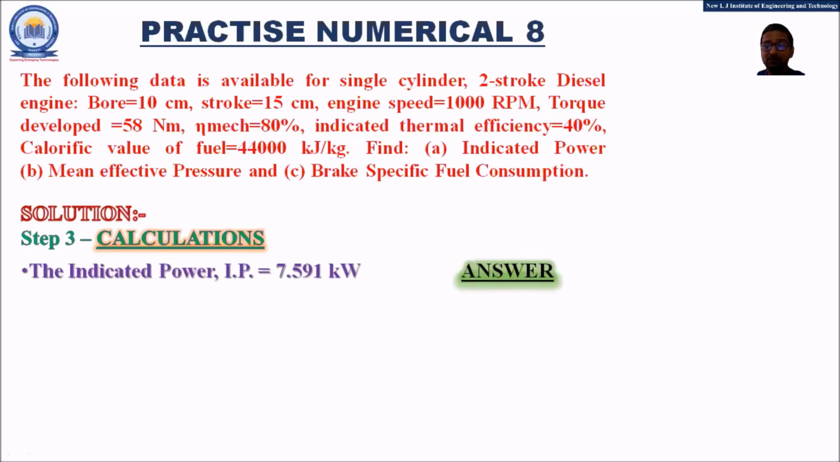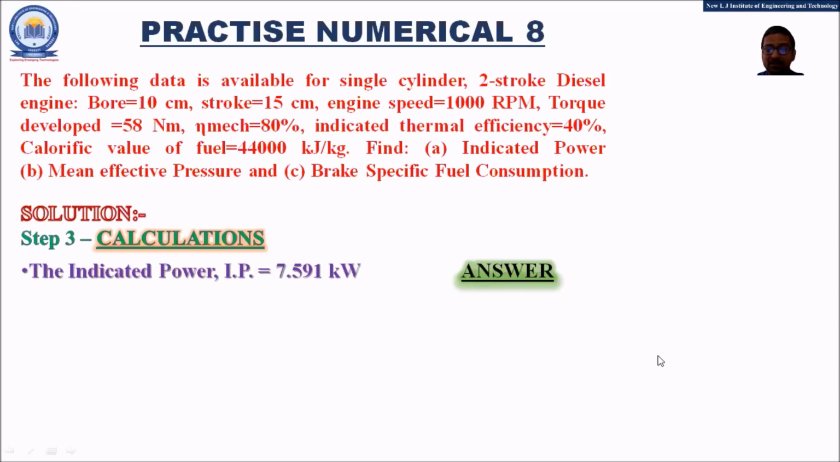So indicated power using the standard relation, PMLAN, or we are given the torque. So first we need to calculate the brake power on the basis of the torque. Then we are given the mechanical efficiency. So from the mechanical efficiency and the brake power, we will be getting the answer of indicated power.